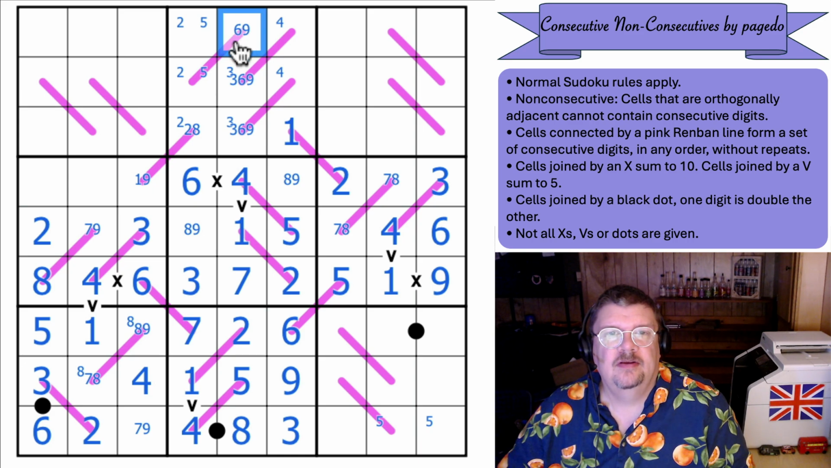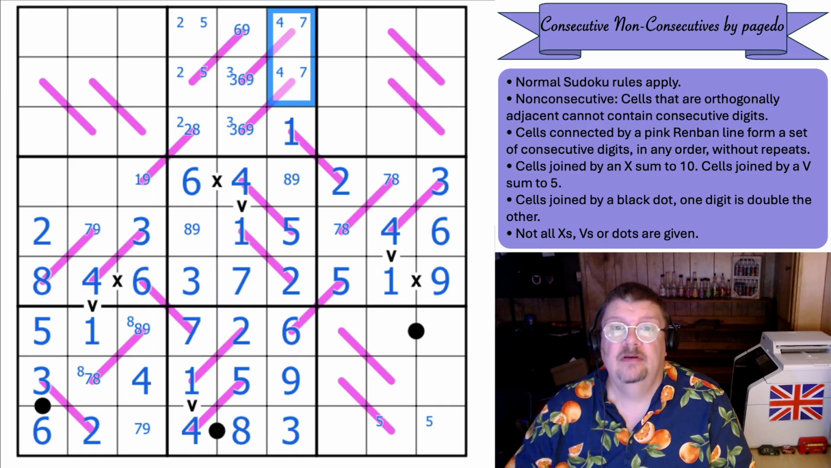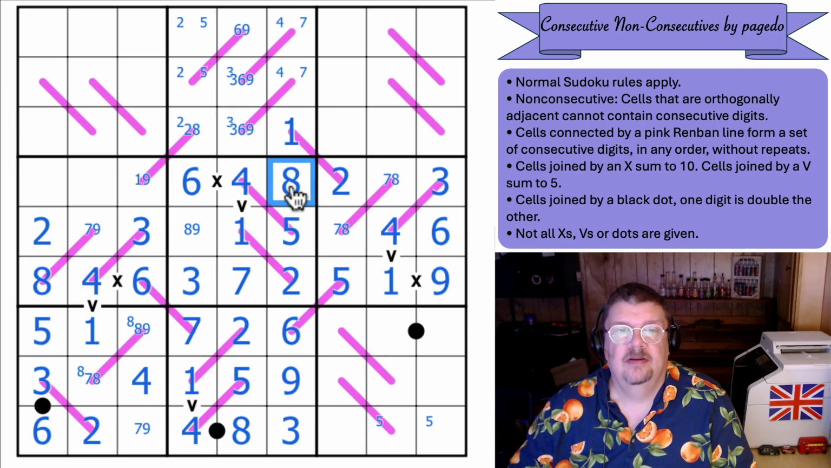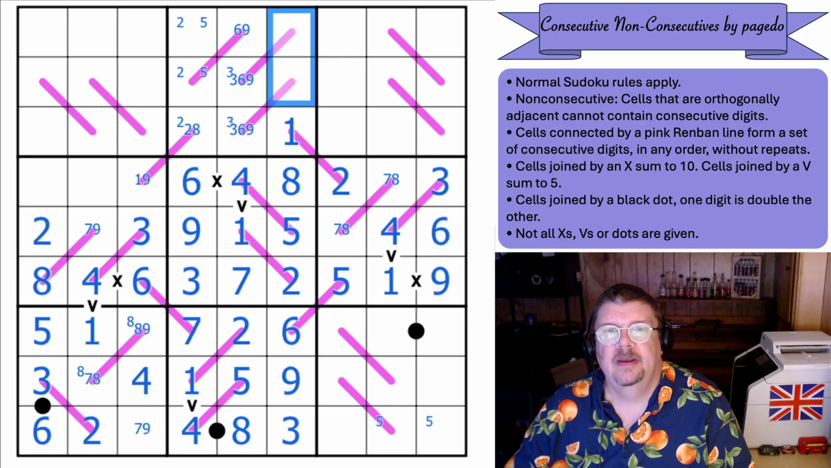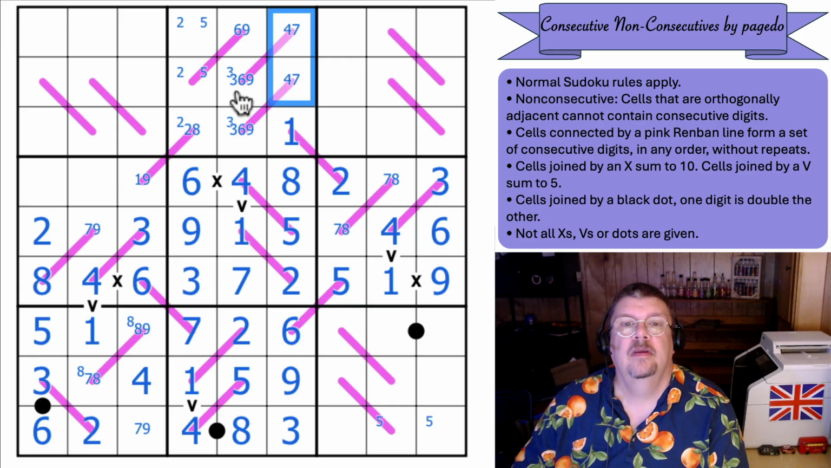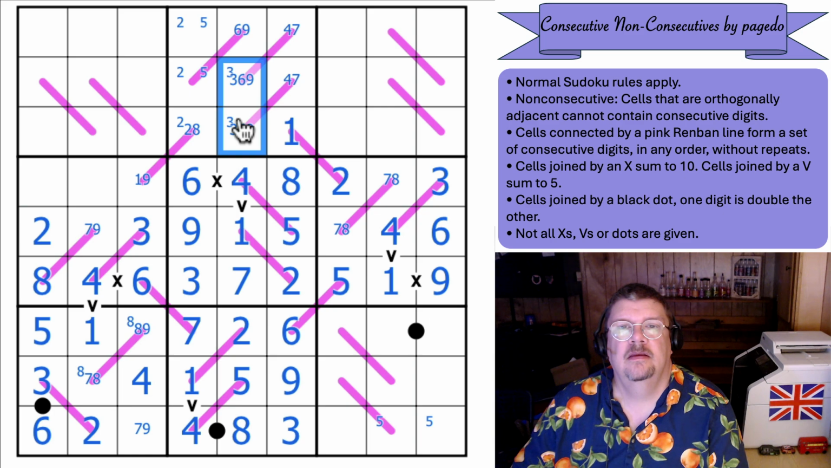So if this is 6, this would be 5 or 7. So if that's a 6, that's a 5. If one of these is a 6, one of those is a 7. In fact, we know that one of those is a 7 by the column. In fact, that 9 tells me that that's an 8. That will probably help out quite a bit. So this is a 4-7 pair. That makes this a 3-6 pair.